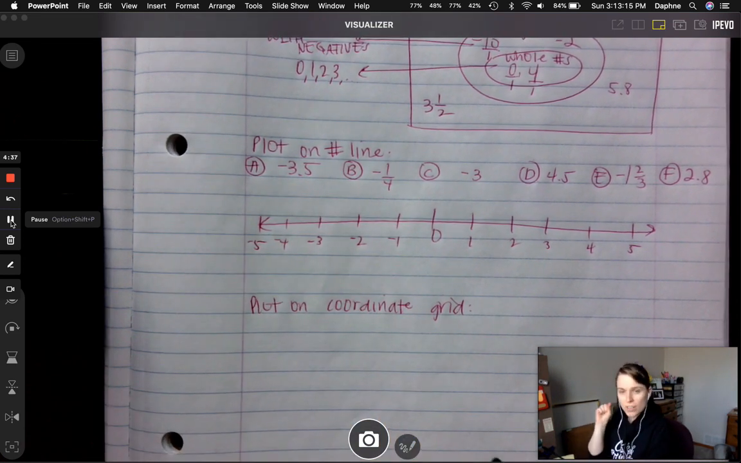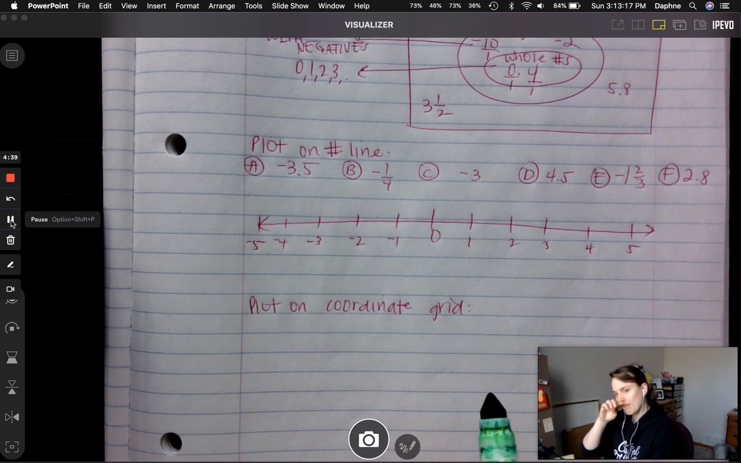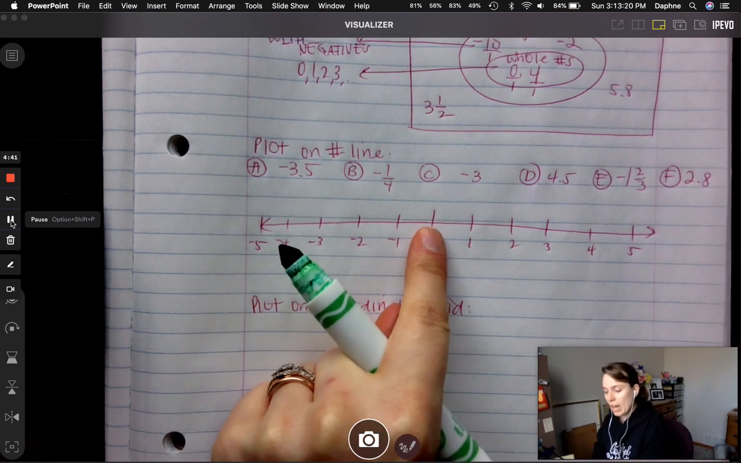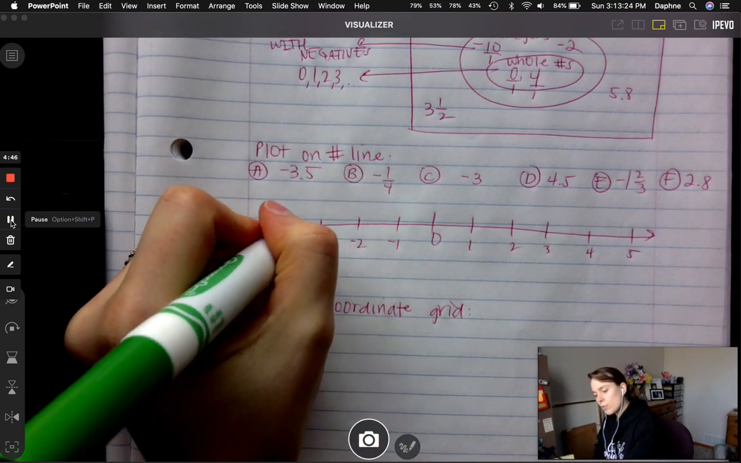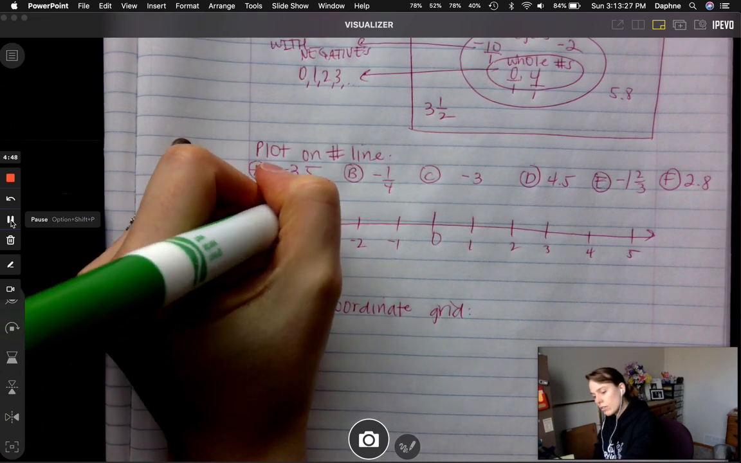Okay, so for A, I want to plot negative 3.5. So pause the video and think, where do you think it should be? Put your finger there. Okay, so negative 3.5. I'm going to go down 3.5. So negative 3.5 is right here. Negative 3.5.